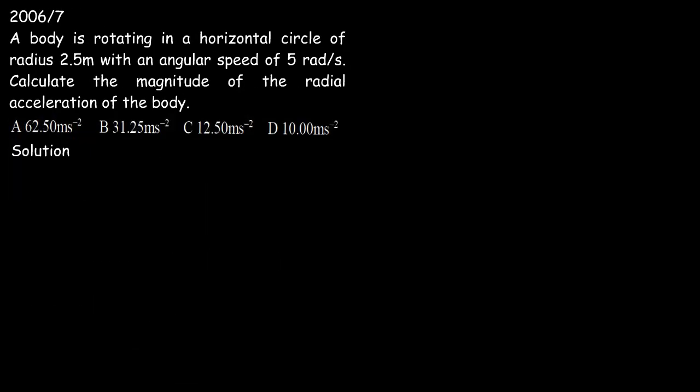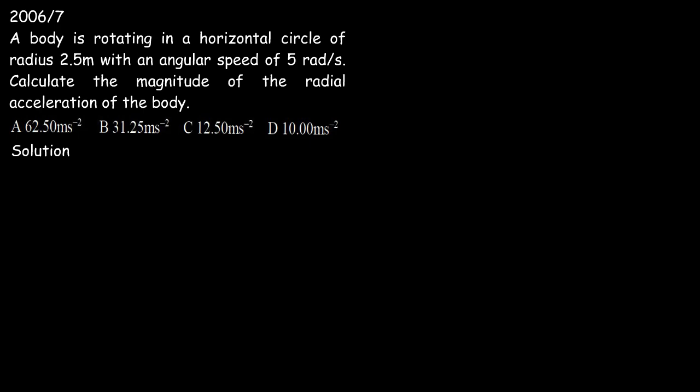We have another example from 2006, and it states that a body is rotating in a horizontal circle of radius 2.5 meter with an angular speed of 5 radian per second. Calculate the magnitude of the radial acceleration of the body, and we're given the options.